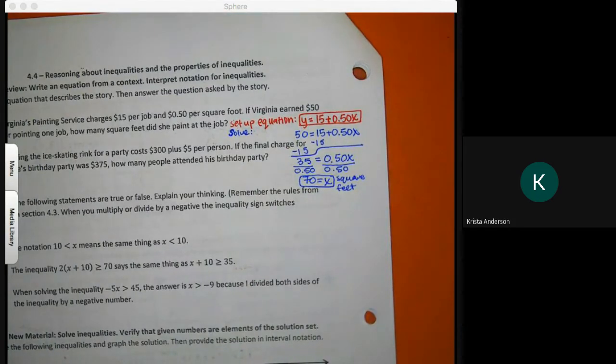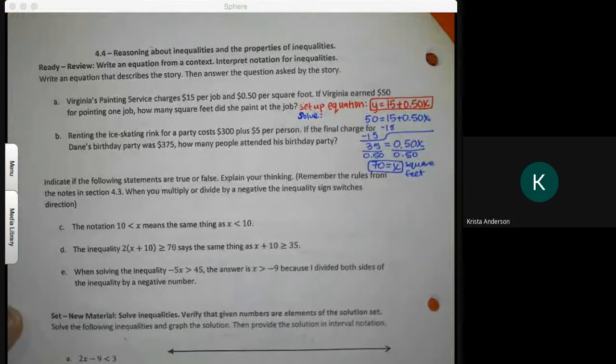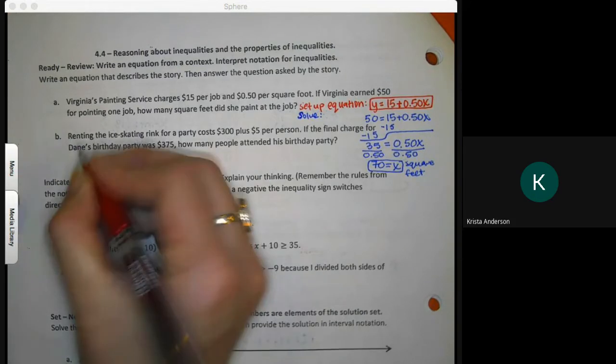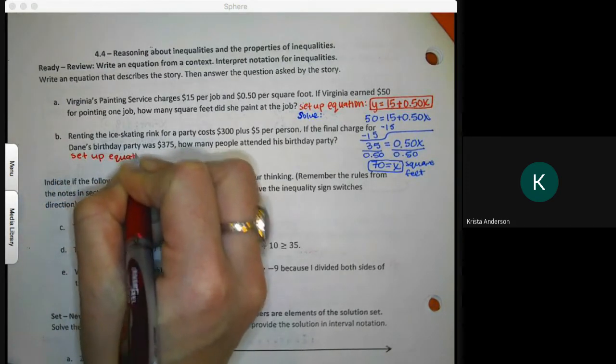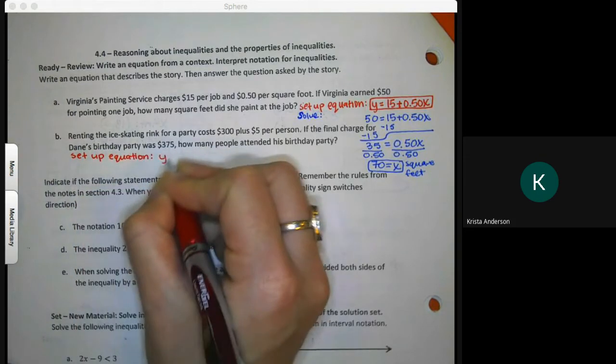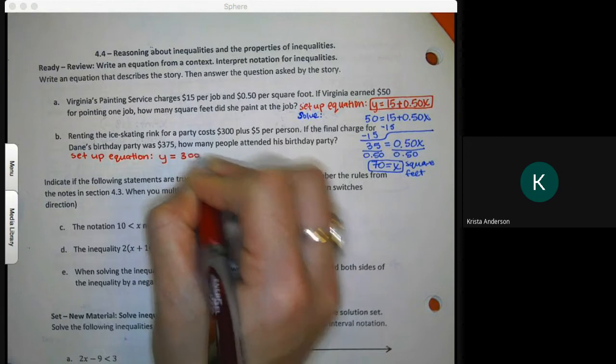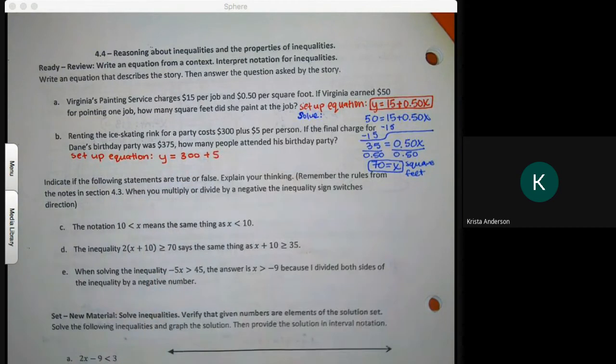For question B, renting the ice skating rink for a party costs $300 plus $5 per person. If the final charge for Dane's birthday party was $375, how many people attended his birthday party? I first have to set up an equation. I would have that y equals 300 plus 5. Would the 300 or the 5 have the x on it? The 5 would have the x on it because it's per person. I don't know how many people are coming in.